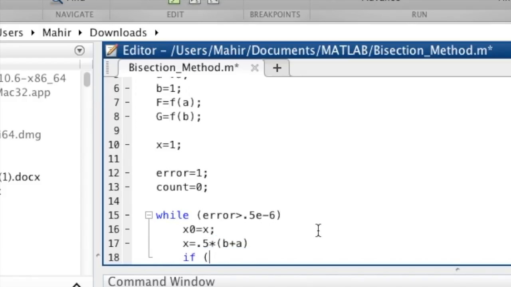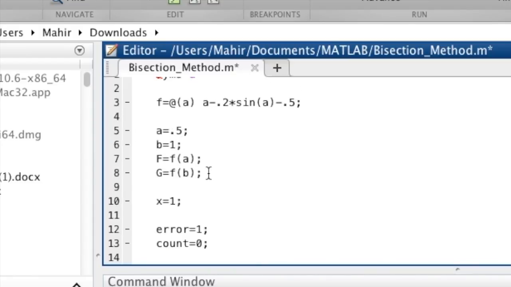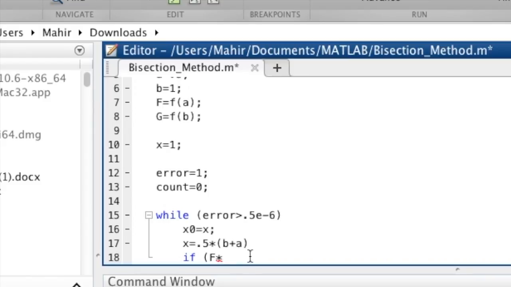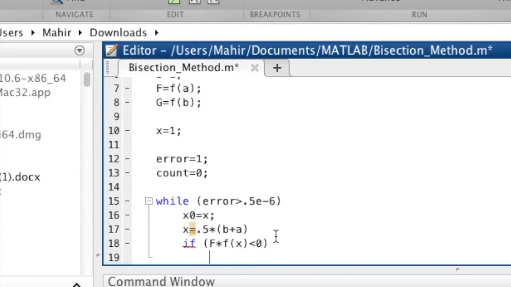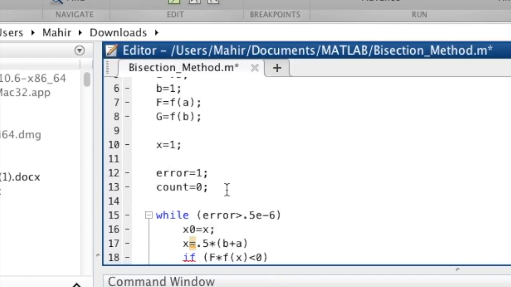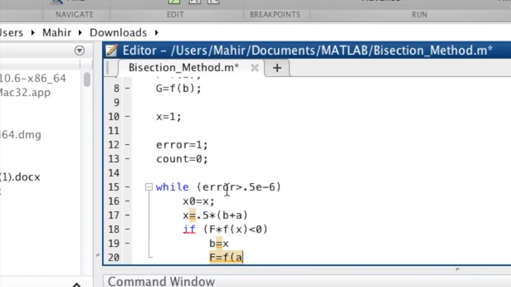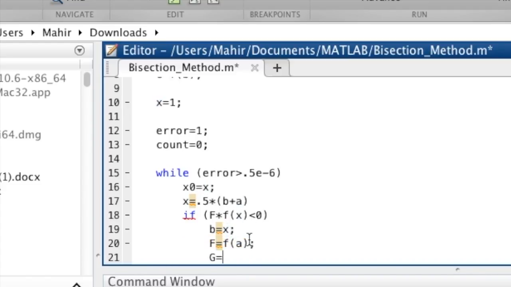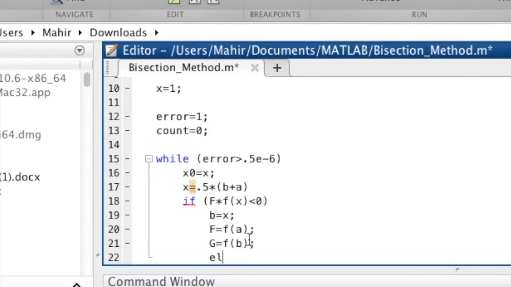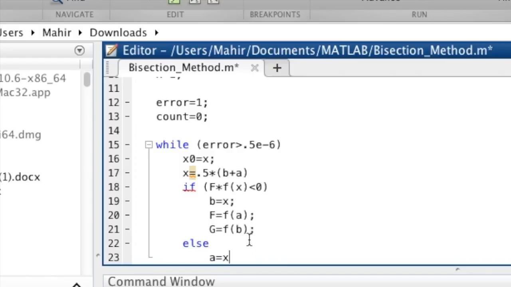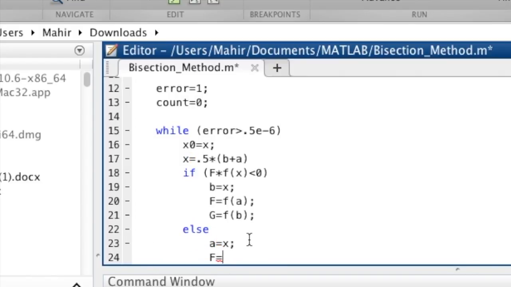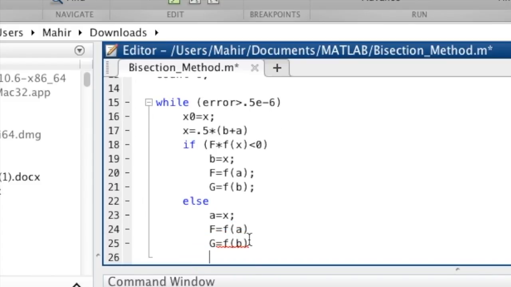And now in our if statement, if f, which is our function in terms of our first initial guess, a, times f of x, this is x, half of the sum of a and b, is less than 0, which is if it's negative, basically, then what happens? B, yep, that b right there, our second initial guess, b is equal to x, which means b is our root, and f stays the same, g is f of b. Or else, if that doesn't work out, a is our root, and same case, f is equal to f of a, capital G. Okay, we'll end it there.